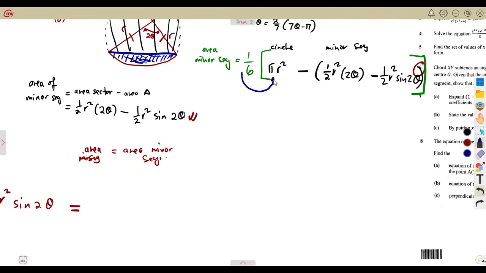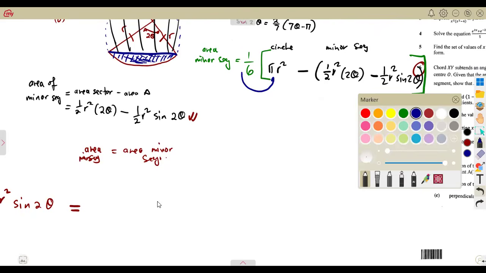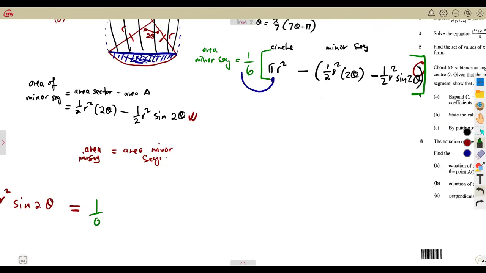So it's 1/6 into this. So that will be 1/6. Sorry for that. So this will be 1/6 pi r squared. All right, the 1/6 here, take note there's a bracket. So it's going to multiply this then with a negative also. So it's 1/6 times this with a negative that we are seeing here, guys.